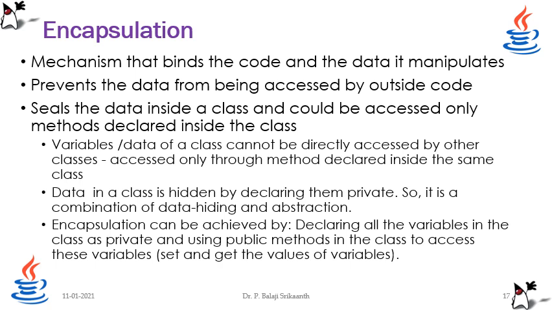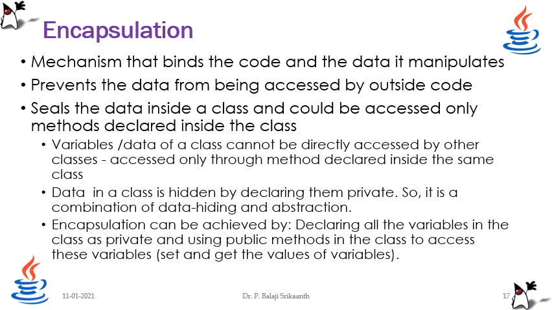the class. How? Variables or data of a class cannot be directly accessed by other classes. It has to be accessed only through methods declared inside the same class. We'll see why. Data in a class is hidden by declaring them private. How do I hide data? By declaring them as private, I cannot access the data from outside the class.